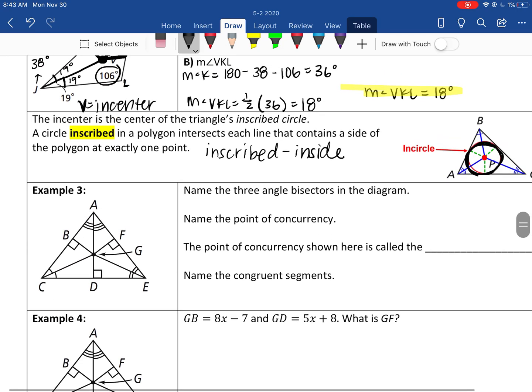All right, let's label some things here. We want to name the 3 angle bisectors of my diagram. All I'm going to do is look for all of these little symbols. Let's start here. This is 1. CG is 1 angle bisector. Then we have AG, that's another angle bisector. And finally, we have EG. That's my final angle bisector.